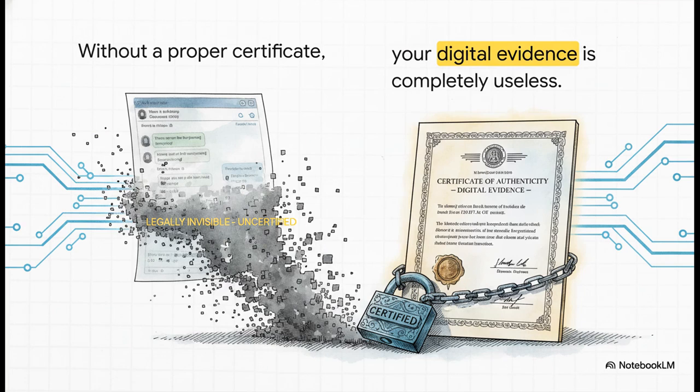But here's the harsh reality. Under the new BSA, missing a single procedural step means an automatic loss for your evidence. The old days of just printing out a chat log and handing it over to a judge, yeah, those are completely over. If you don't have a proper legal certificate attached to that electronic record, in the eyes of the court, it is literally invisible.